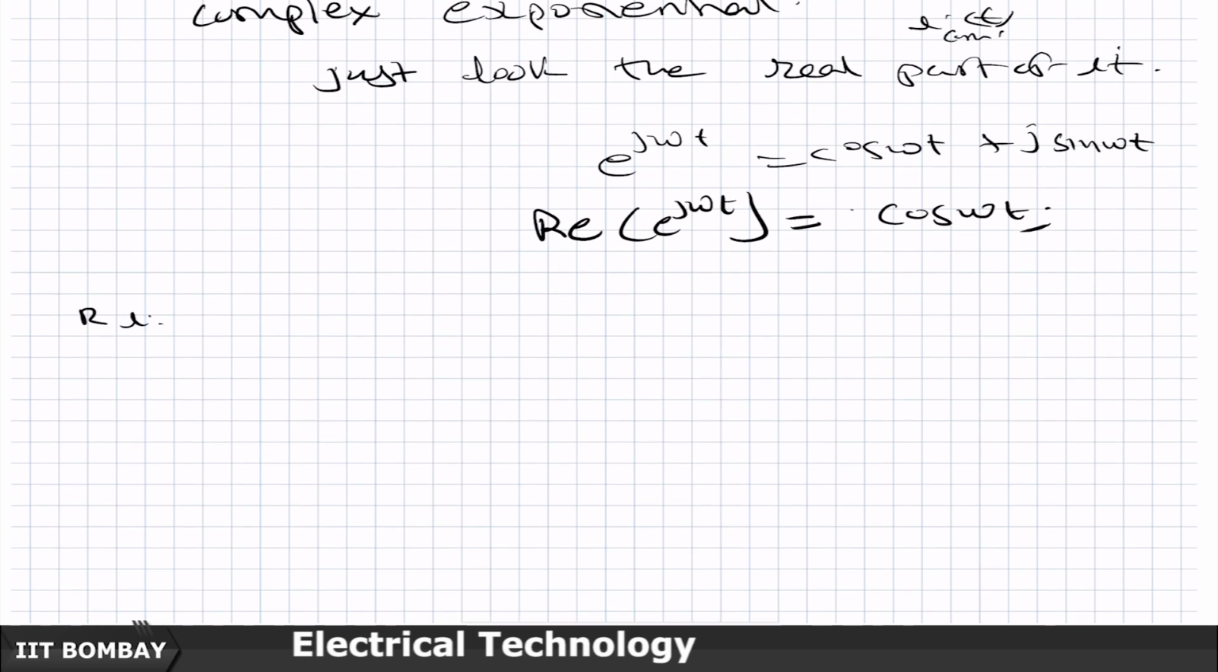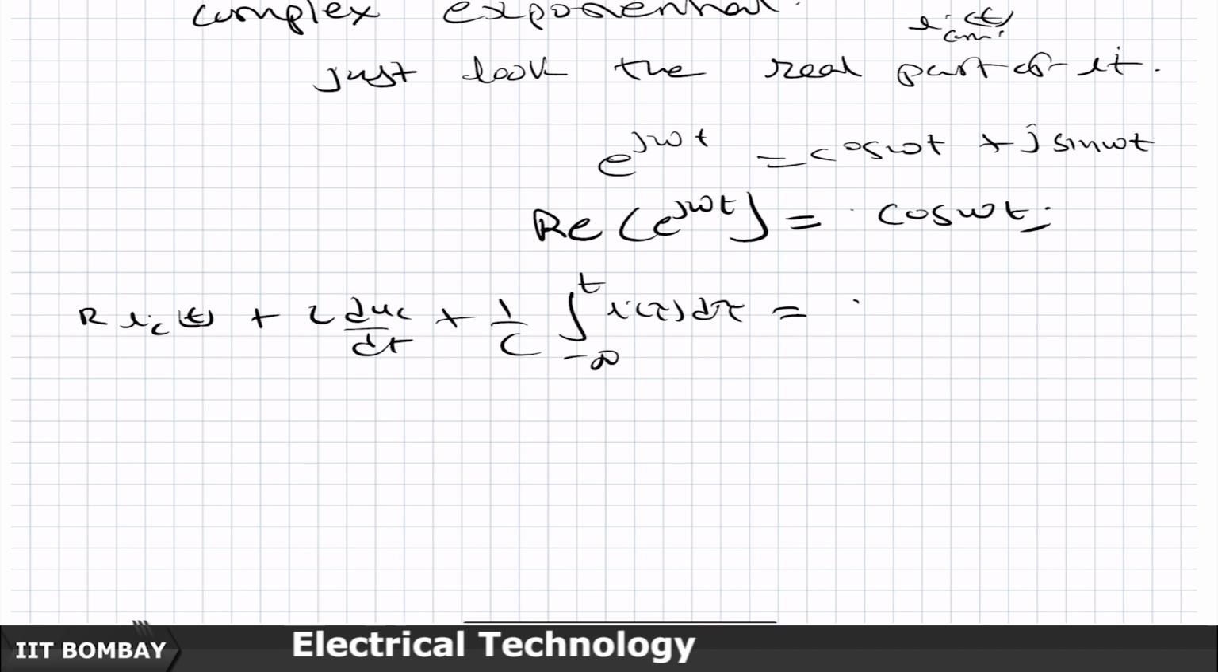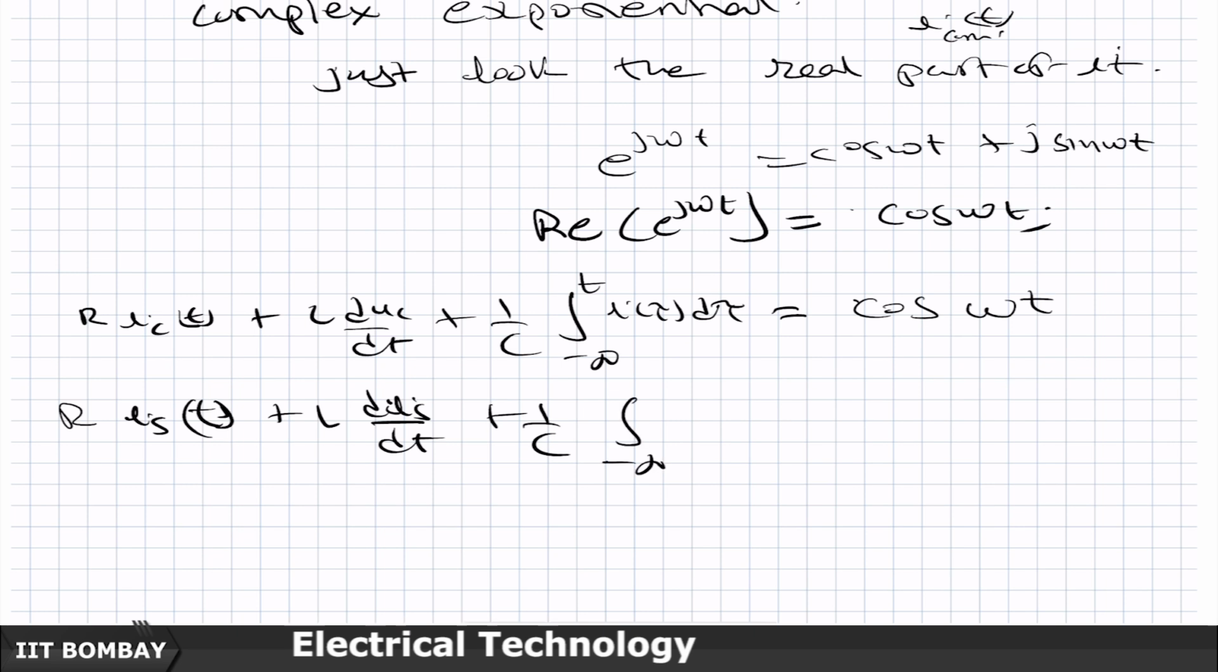Let us say R i_c of t plus L d i_c by dt plus 1 by C integral from minus infinity to t of i(tau) d tau is equal to cos of omega t, so that i_c is the response to cos of omega t, and let us say that the response to the sine function is denoted by i_s. This is the response to sine of omega t.